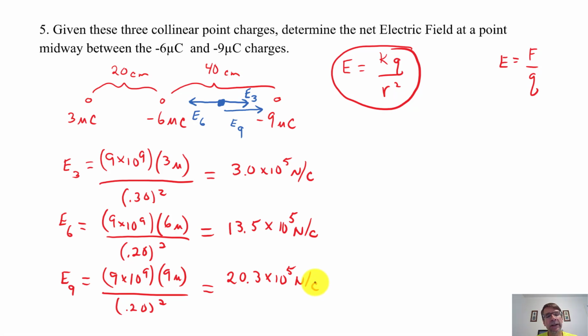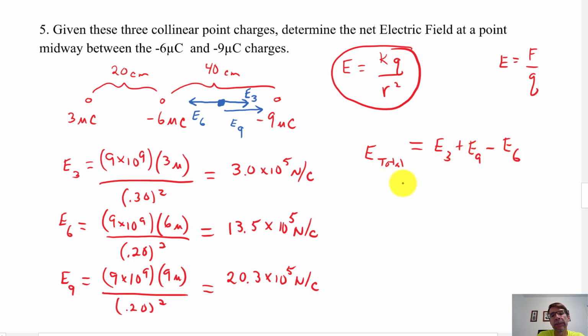There's three distinct separate fields that are combined to give you one field, but the total field, E total, if I look at the diagram, will be E sub 3 plus E sub 9 minus E sub 6, because E sub 6 is to the left. So it's pretty simple in that case. Ignoring the 10 to the 5th for a few minutes, because they're all 10 to the 5th. They've got to all be the same exponent of the 10.